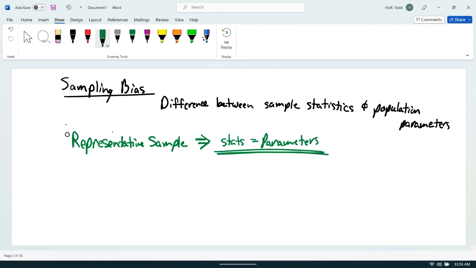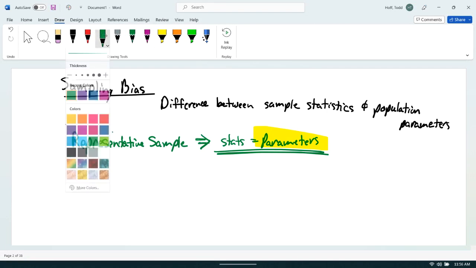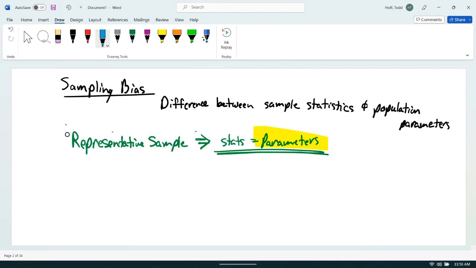Now, unfortunately, we don't know what the parameters are. The whole point of taking a sample and gathering statistics is to predict what those population parameters might be. If we knew the population parameters, there'd be no reason to take a sample. So we can never be sure that our sample is representative, because while we calculate the statistics, we don't know what the real population parameters are to compare them to.